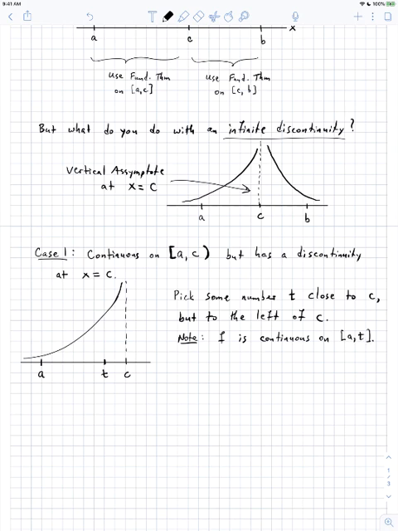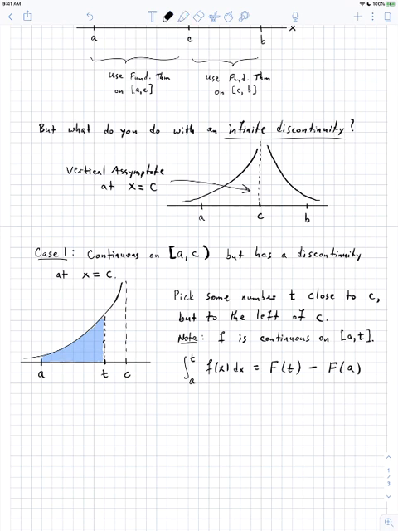So that means we can use the fundamental theorem of calculus to compute the definite integral from a to t. So the integral from a to t of f of x dx is equal to the antiderivative evaluated at t minus the antiderivative evaluated at a. So in terms of our picture, that's going to give us the area underneath the curve between a and t. Our function is continuous from a to t, so that means we can use the fundamental theorem of calculus there.